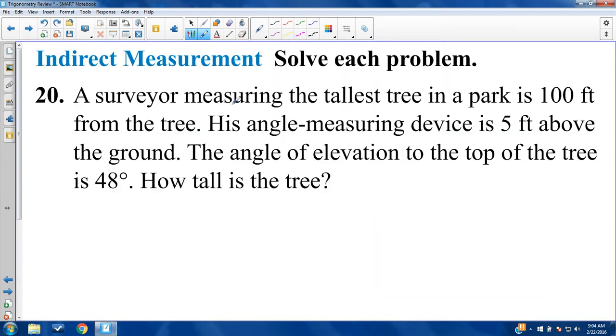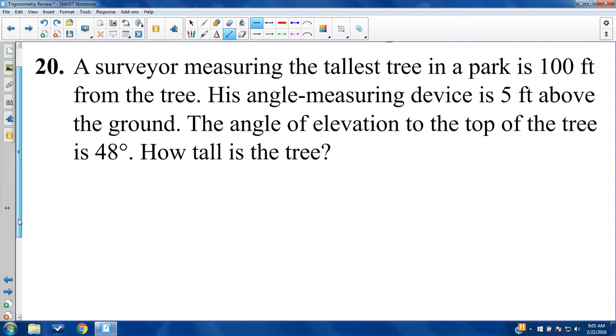A surveyor measuring the tallest tree in a park. By the way, this is angle of elevation, angle of depression. This is kind of one extra step more than these previous problems. Now what we have to do is set up the right triangle that's involved in this, and we have to answer the question, not just solve for the unknown. We have to answer the question. A surveyor measuring the tallest tree in a park is 100 feet from the tree. So the surveyor is 100 feet from the tree.